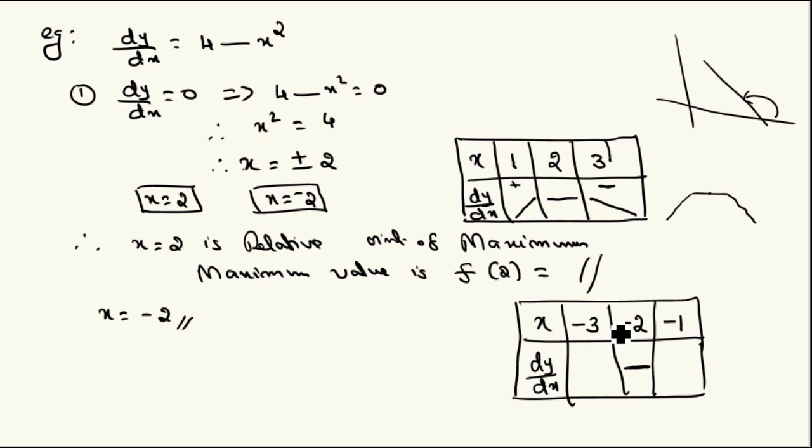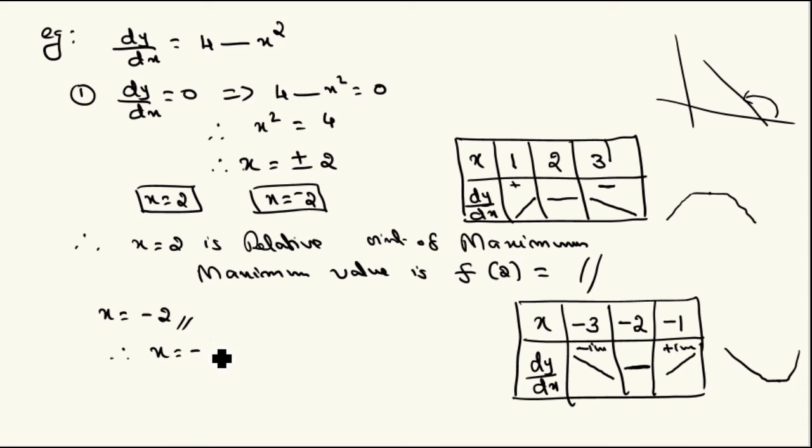Now at minus 3, 4 minus 9, that is negative. Negative means the angle is obtuse, so the tangent is like this. Now at minus 1, 4 minus 1 square, 4 minus 1, that is positive. Positive means your curve is like this. Now see, you got the shape like this. This is concave up. Therefore, this point is a relative minimum value.